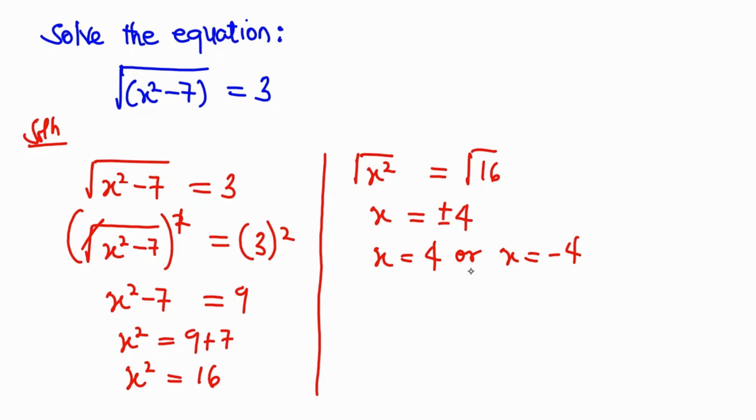Now this becomes the solution, but in radical equations we have to check for extraneous solutions. When we talk of extraneous solutions, we are talking about solutions that are derived from the question but are not valid answers to the question. So in doing so, we substitute the value of x back into the question to see if it clearly satisfies the question. So let's write here, checking for extraneous solutions.